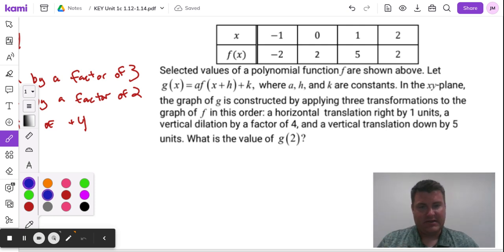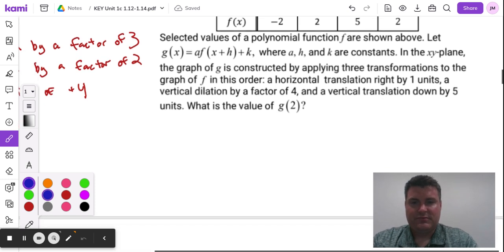Okay, this is in the xy plane. We have transformations in order. So we have a horizontal translation by 1 unit. We have a vertical dilation by a factor of 4 and a vertical translation down 5 units. What's the value of g of 2?